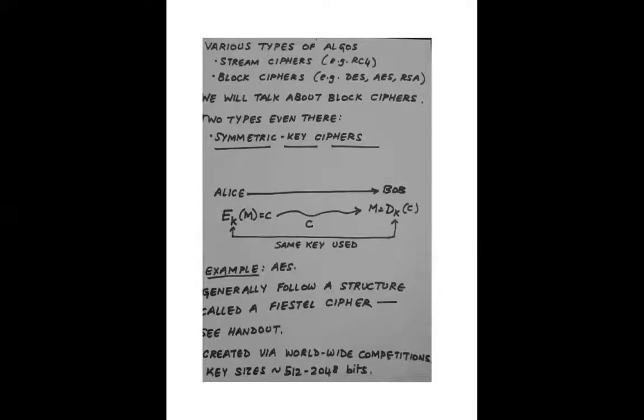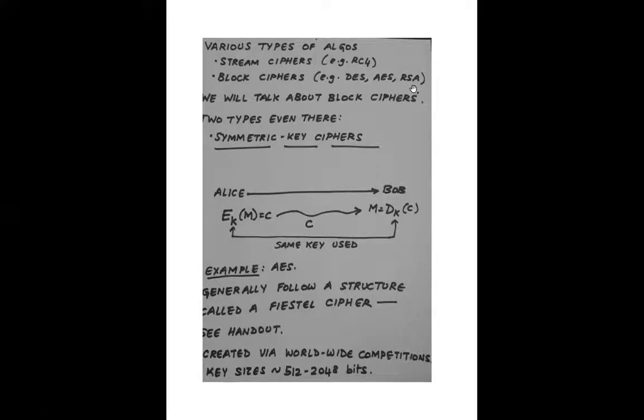As I said, there are various types of algos that are used for encryption and decryption. There are what are called stream ciphers. These generally treat the input as a message stream and then apply an algorithm to produce some ciphertext. The popular example here is RC4. But we are going to be concerned primarily with block ciphers in this course. So examples are DES, AES, RSA, and so on.